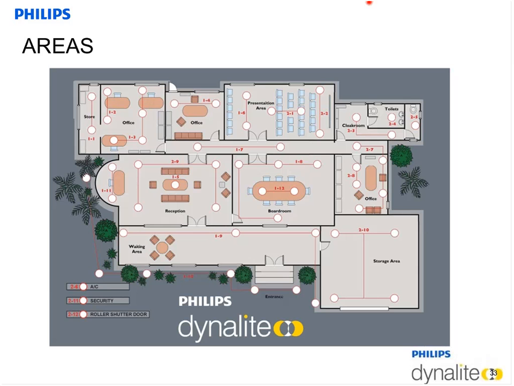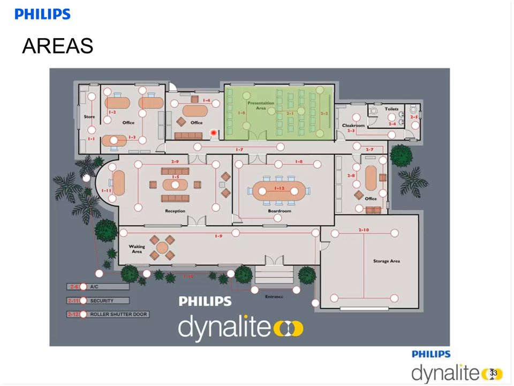So, areas. We split our working space into areas. The two key terminologies in Dynalite are areas and presets. If I want to create a scene in a space, I need to know which area it is, and I need to know which preset it is. So for example, this is the presentation area in this particular office. This presentation area is known as an area. The office next door is an area.